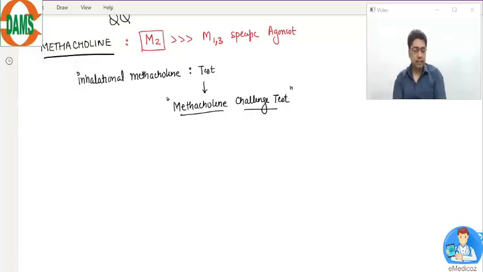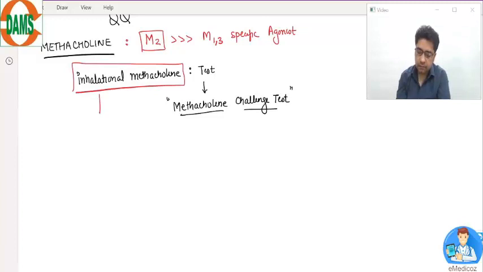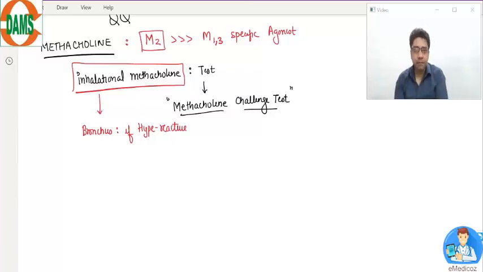Now, what is methacholine challenge test? When you give your patient inhalational methacholine, it will go to the bronchus. And if the bronchus is hyperreactive due to muscarinic receptor stimulation, it will lead to bronchoconstriction. So can we say it will provoke asthma? Hence, it is a provocative test.